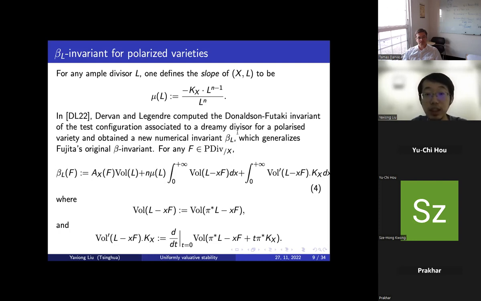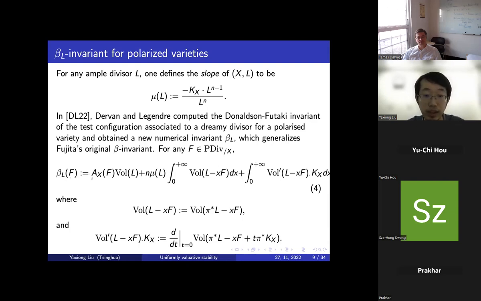For a divisor, it induces a filtration. And if the divisor is dreamy, the filtration is finitely generated. So we can take the Rees algebra of the induced filtration, which gives a test configuration with integral central fiber. And Dervan and Legendre compute this type of test configuration and show the Donaldson-Fujita-Li invariant of this type of test configuration is equal to the beta_L(F).